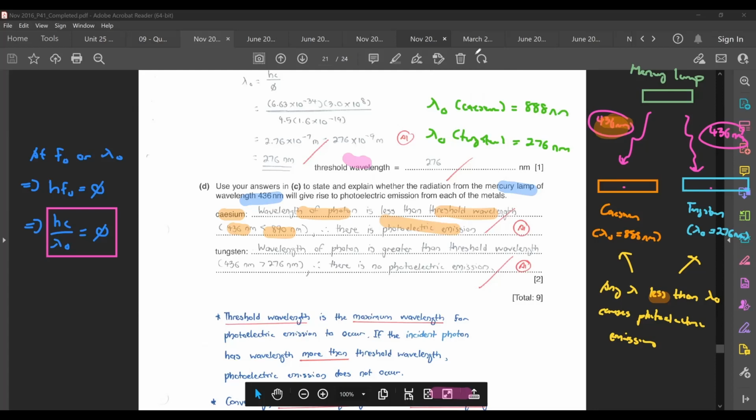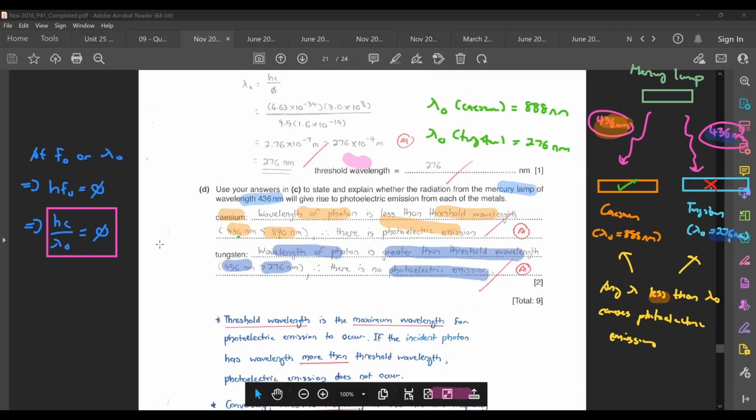So for this one, you can say there is photoelectric emission since 436 nanometer is less than 819. But when you go to tungsten, the wavelength of the photon emitted by a mercury vapor lamp is actually greater than the threshold wavelength, because you see it's 436 compared with 276. So you are not going to have any photoelectric emission. This one will not give you anything. That's just one thing to take note of for this particular question.